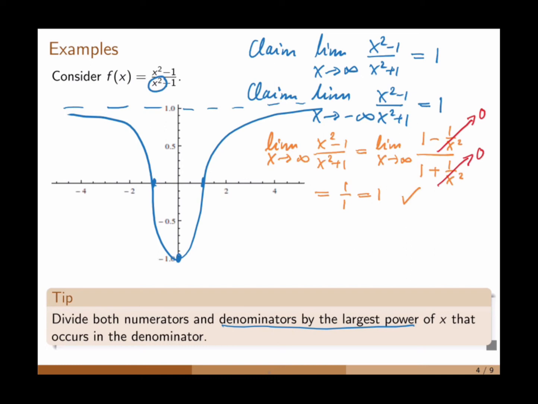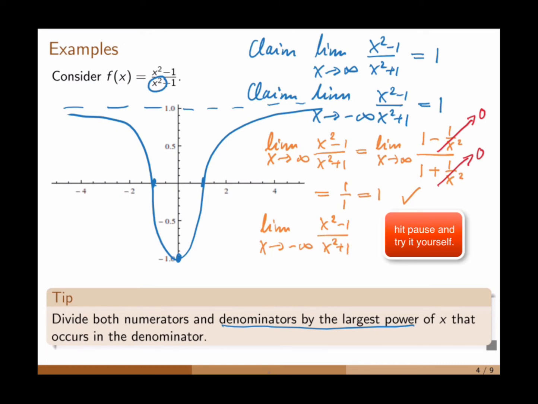So the horizontal asymptote for x to plus infinity is 1. And then for the limit as x goes to minus infinity of x squared minus 1 divided by x squared plus 1, it's a very similar calculation, and I just leave it to you to do yourself.